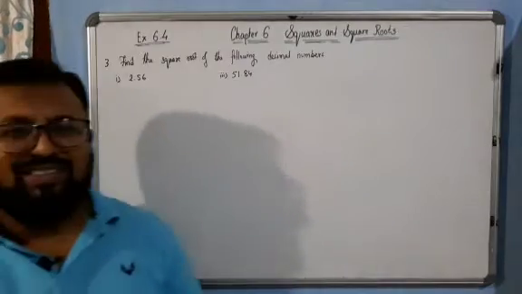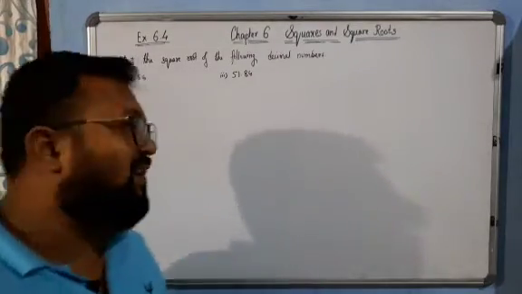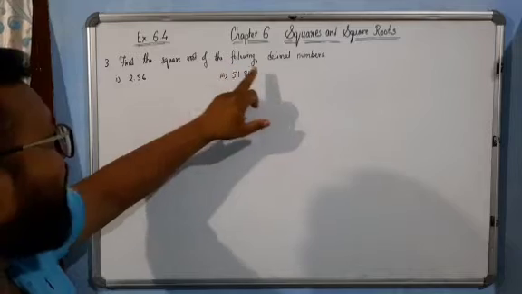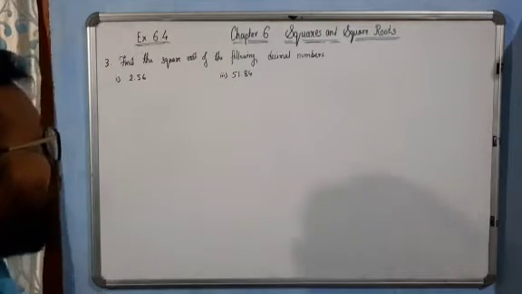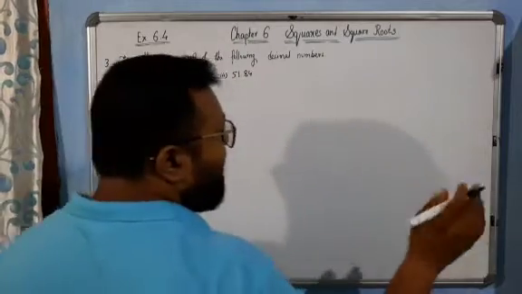Thank you. Hello students, now come to the third question of this exercise. Third question says find the square root of the following decimals. Here we need to find the square root of decimals. Now as I told you earlier, just listen here.